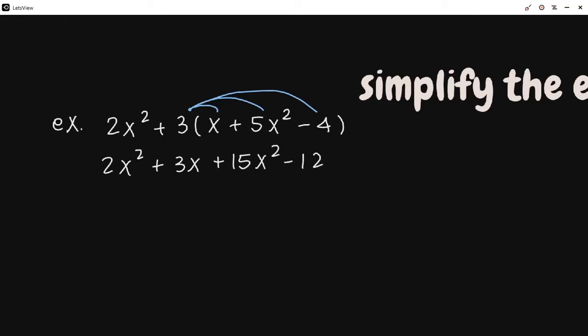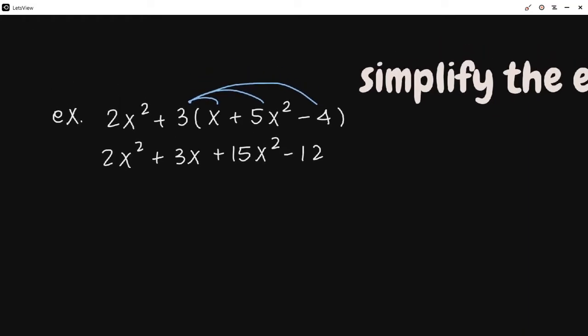Now we want to combine like terms. So we have a 2x squared and a 15x squared. They have to have the exact same variable and exact same power on the variable for you to combine it. So we can't combine this with 3x even though it has an x. So this would become 17x squared, and then we have a 3x, but there's no other x in the problem, so this would just be 3x, and then we have the number negative 12.